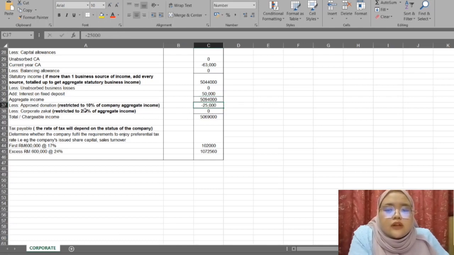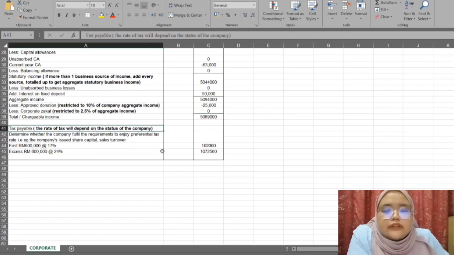For the calculation of the approved donation, we can calculate 10% of the aggregate income or 25,000. Which one is lower? So 10% times the aggregate income for this year of assessment is 509,400 for this company. So we take 25,000, which is the lower amount, and there is no zakat. And the total chargeable income for this year of assessment is 5,069,000. And we can calculate the tax payable for the year of assessment.